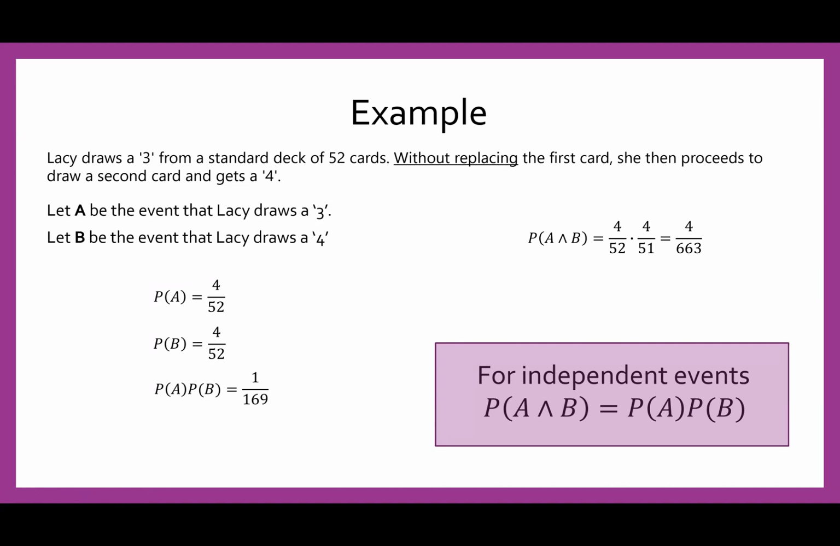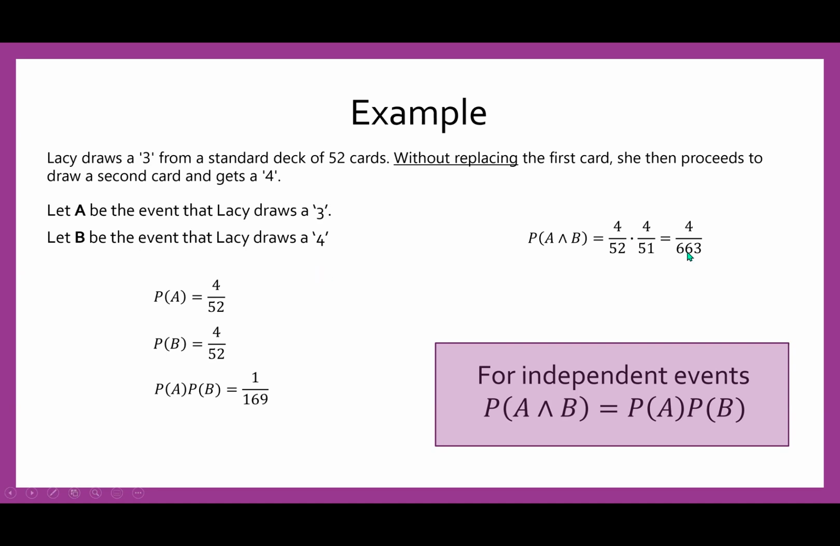Notice that the first term here, 4 out of 52, is the probability of drawing that first 3. We have all 52 cards there, nothing's been taken out, there are 4 3s, so 4 out of 52. But for the next draw, because we don't replace it, there are only 51 cards left in the deck. I still have the 4 4s in there, because Lacey drew a 3, but I only have 51 cards left. So I end up with 4 over 663.